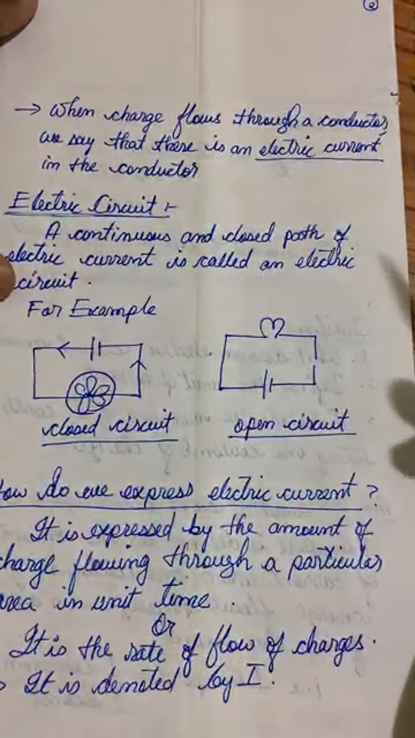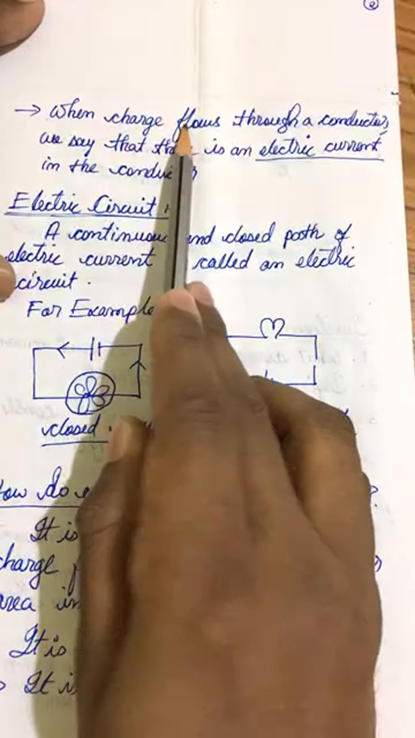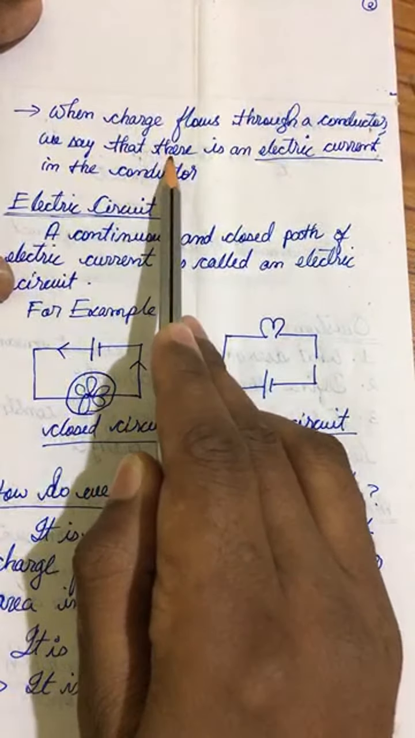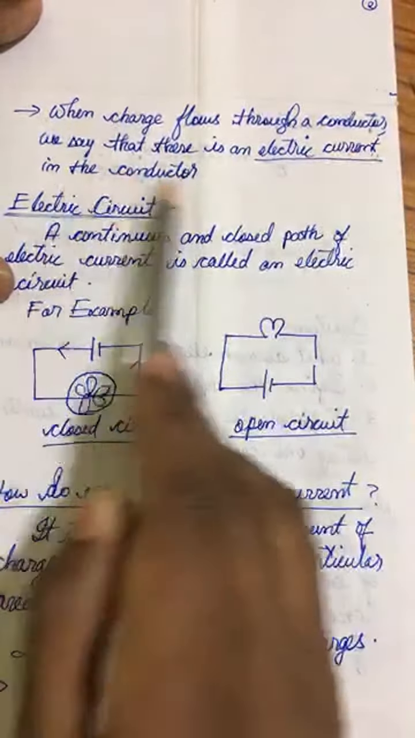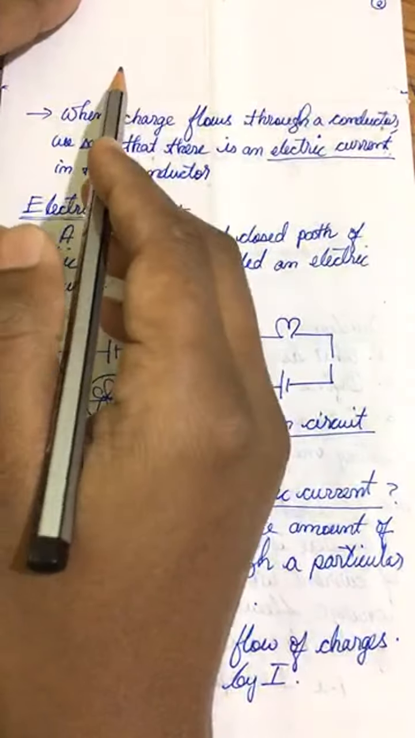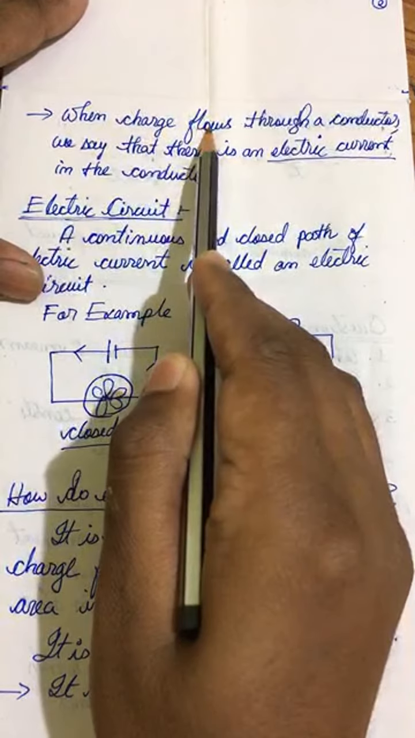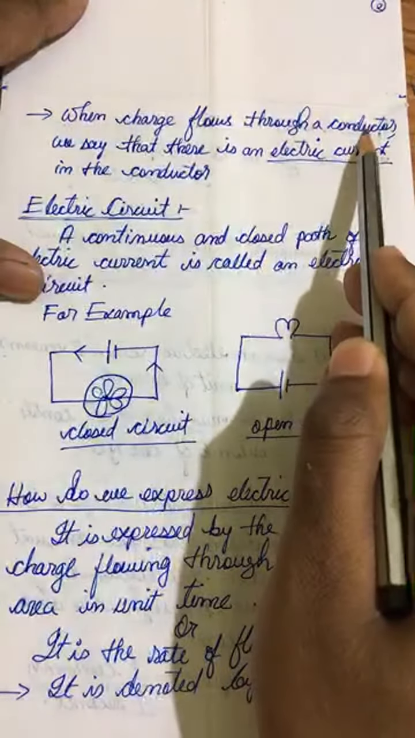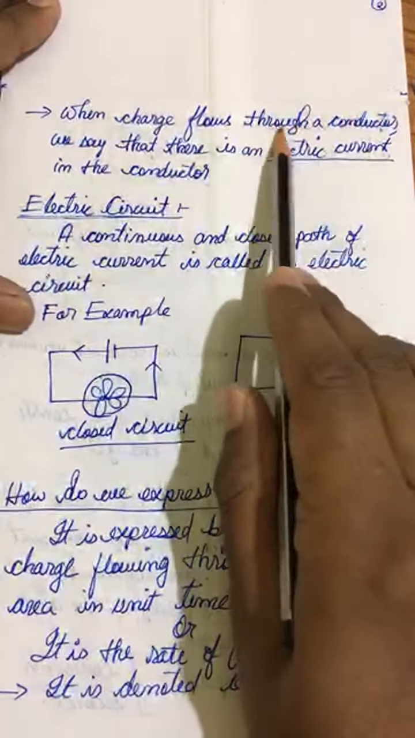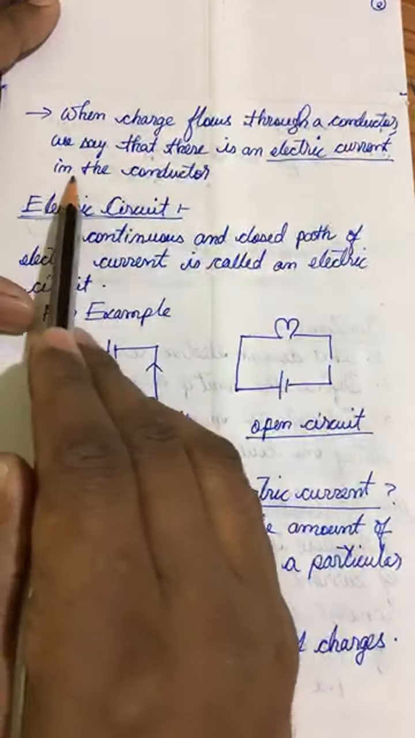Now, what is electric current? When charge flows through a conductor, we say that there is an electric current in the conductor. I repeat, what is electric current? Electric current is when charge or charges flow through a conductor, we say that there is an electric current in the conductor.